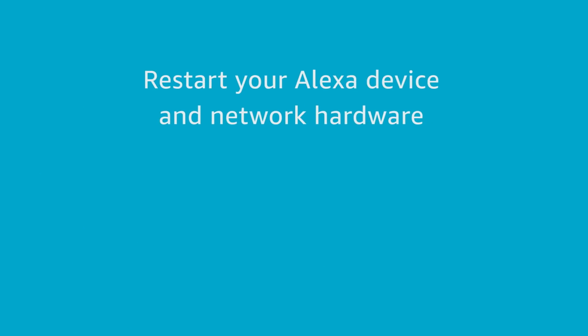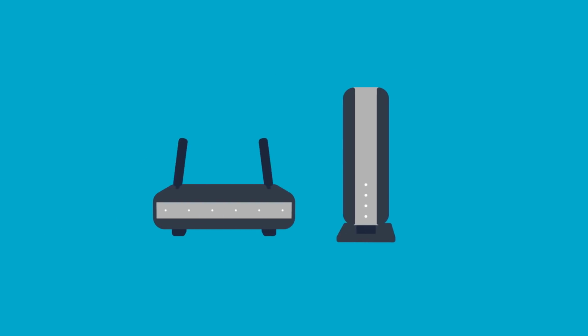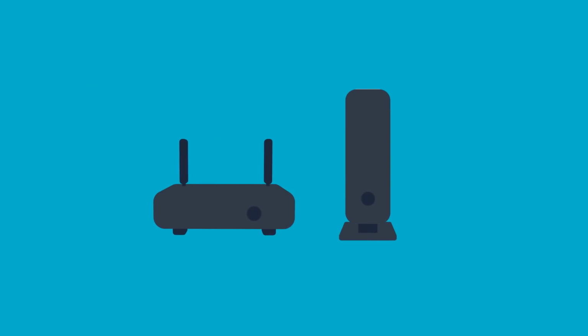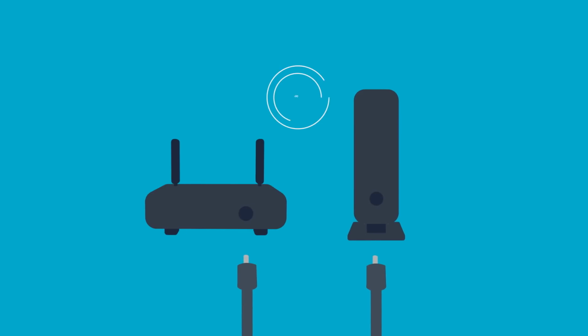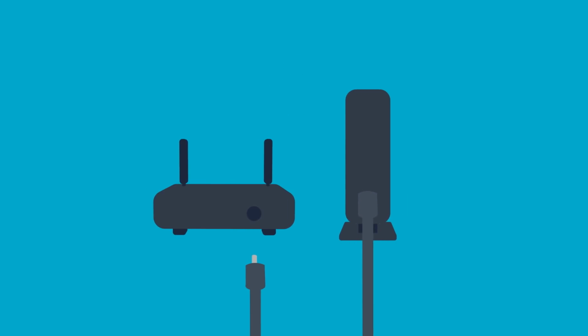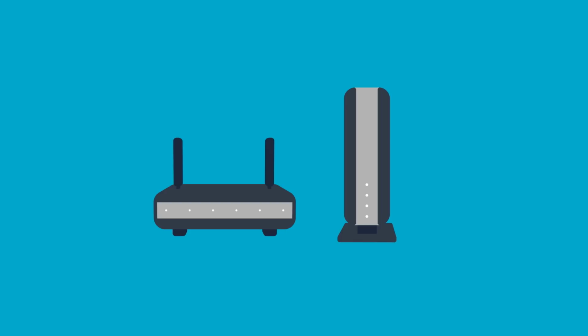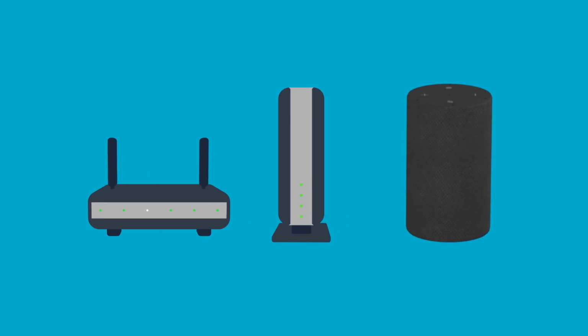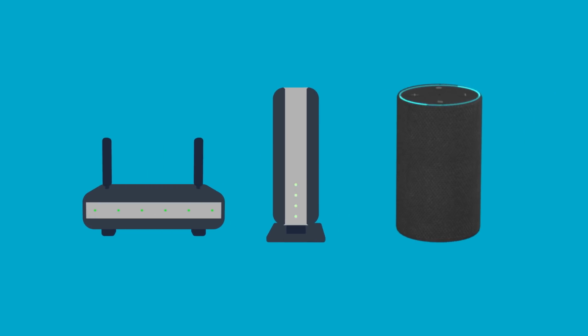Restart your Alexa device and network hardware. You can restart your Alexa device, internet modem, and/or router to resolve most intermittent Wi-Fi issues. Turn off your router and modem, and then wait 30 seconds. Turn on your modem, and then wait for it to restart. After you restart your modem, turn on your router, and then wait for it to restart. After you restart your network hardware, turn your Alexa device off and on again.